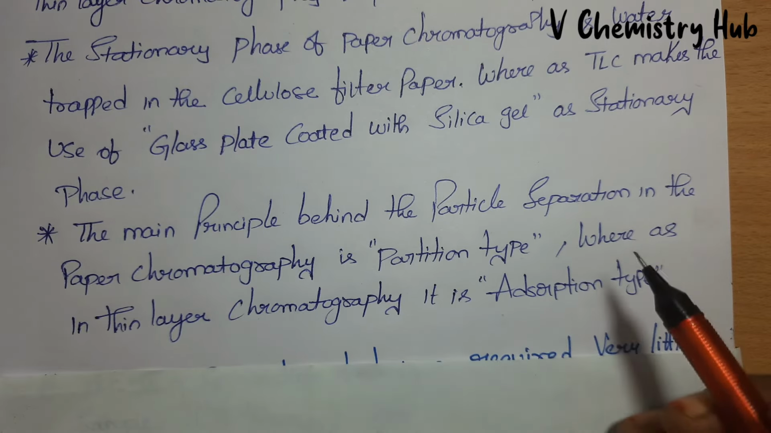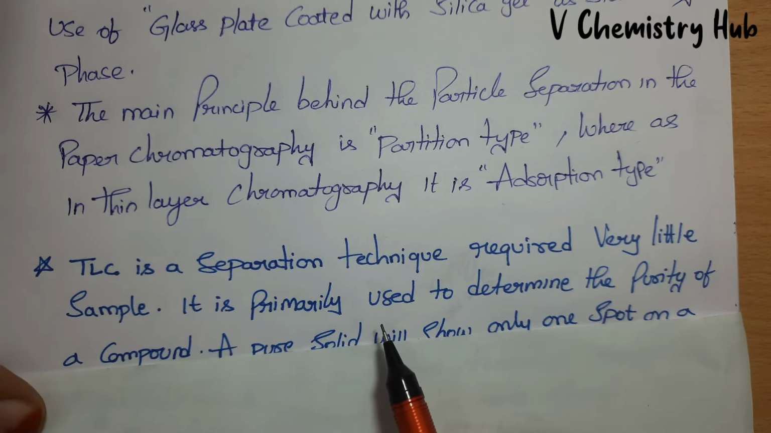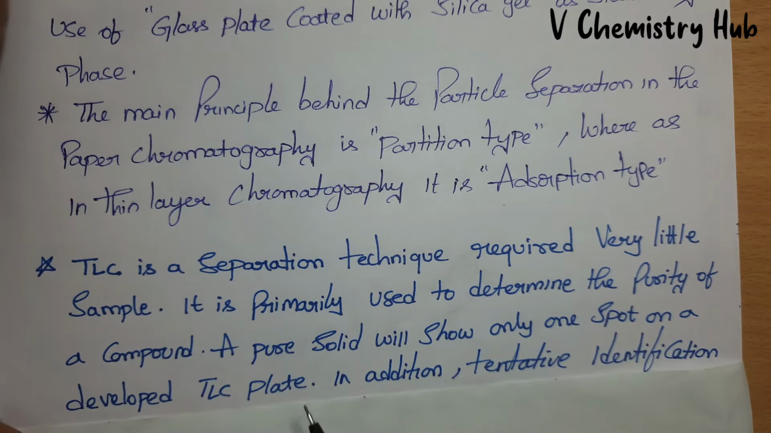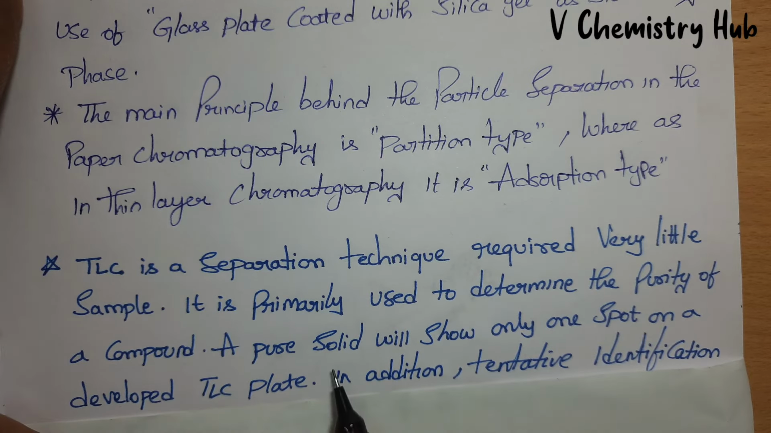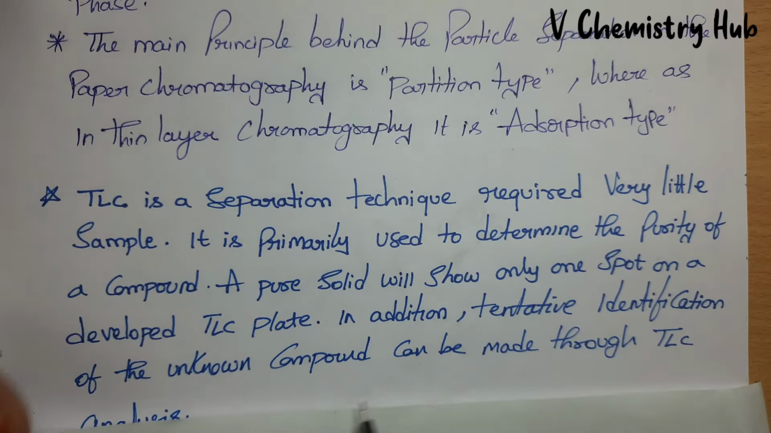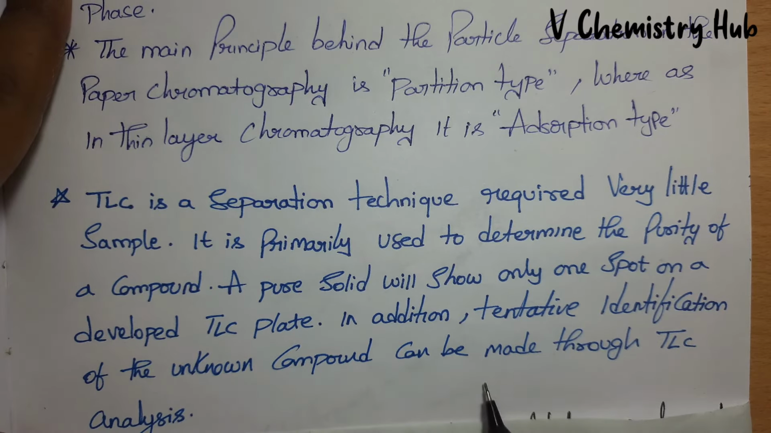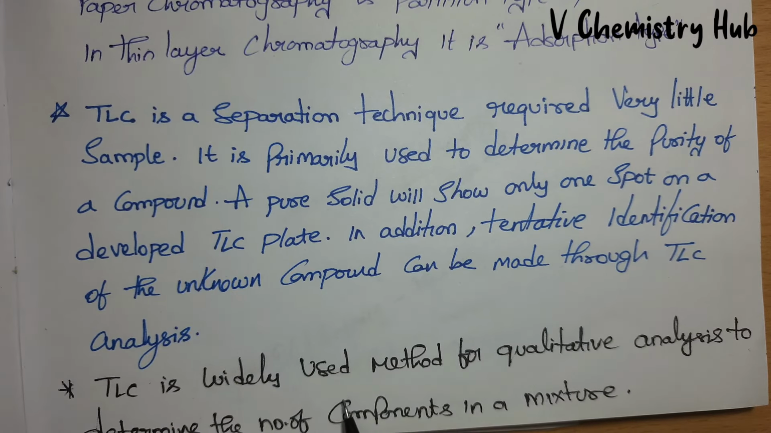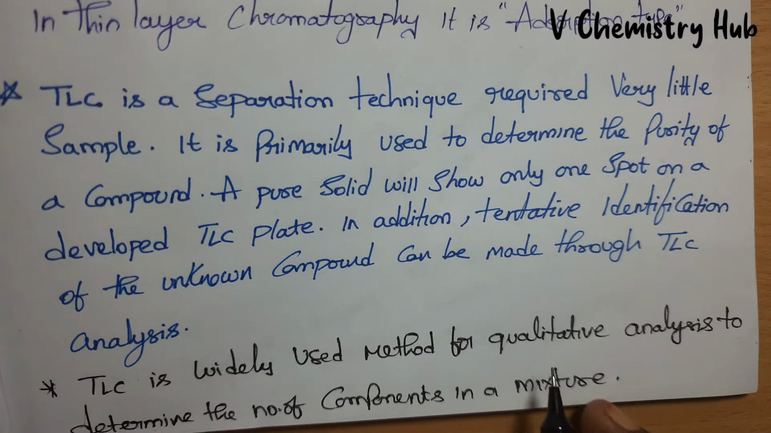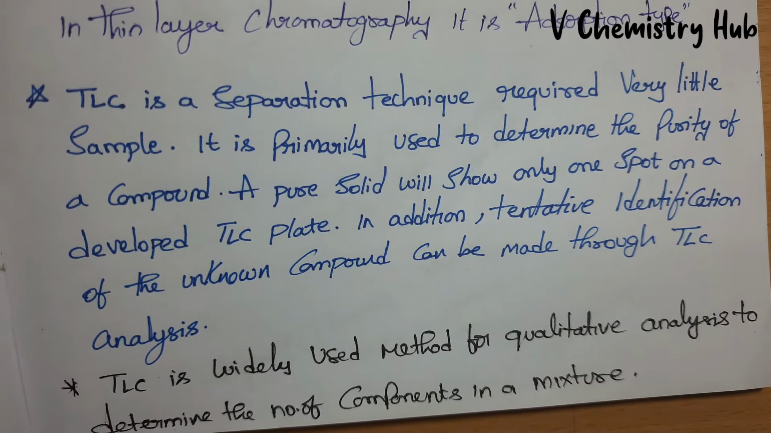Next, TLC is a separation technique that requires very little sample. It is primarily used to determine the purity of a compound. A pure solid will show only one spot on a developed TLC plate. In addition, tentative identification of an unknown compound can be made through TLC analysis. So, TLC is a widely used method for qualitative analysis to determine the number of components present in a mixture.